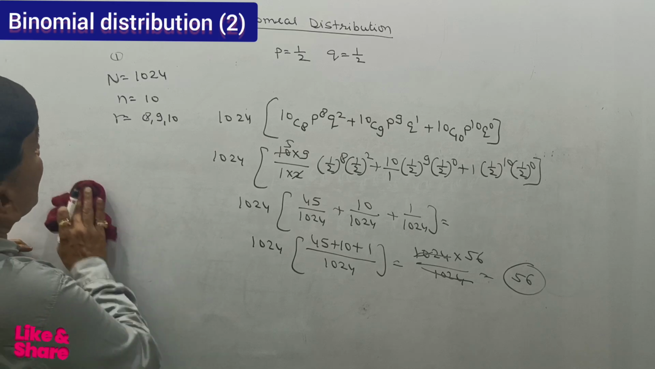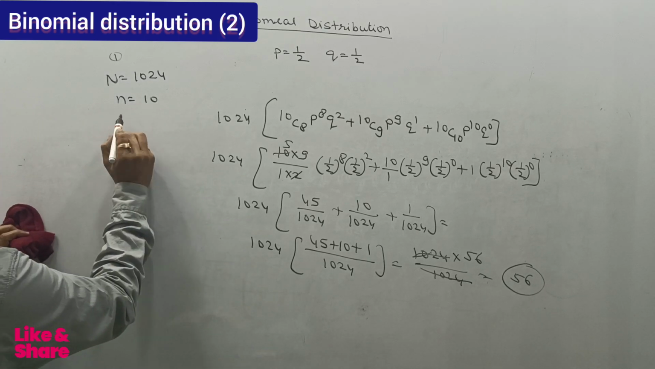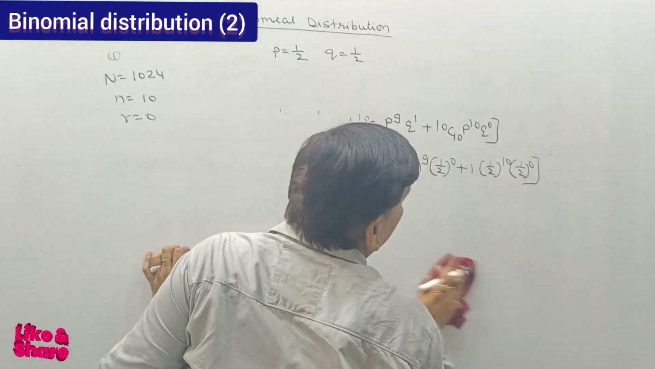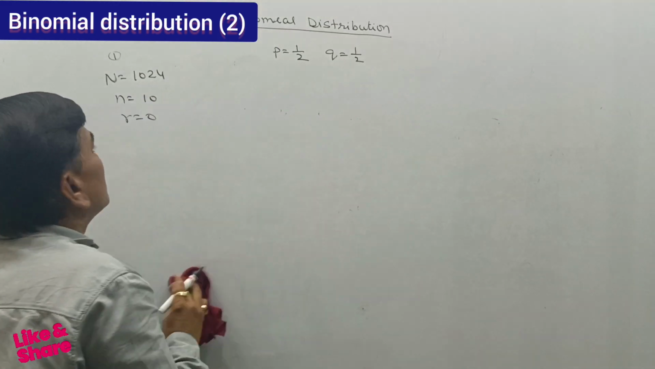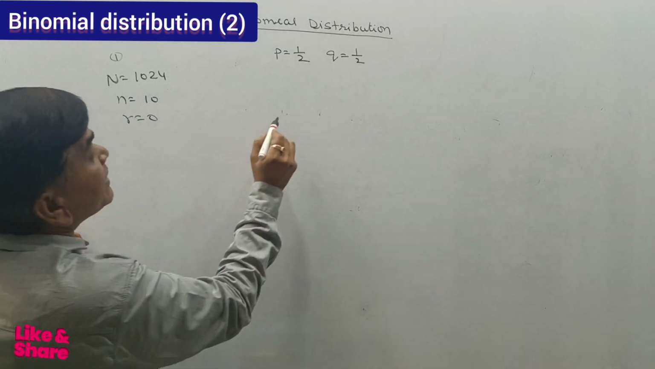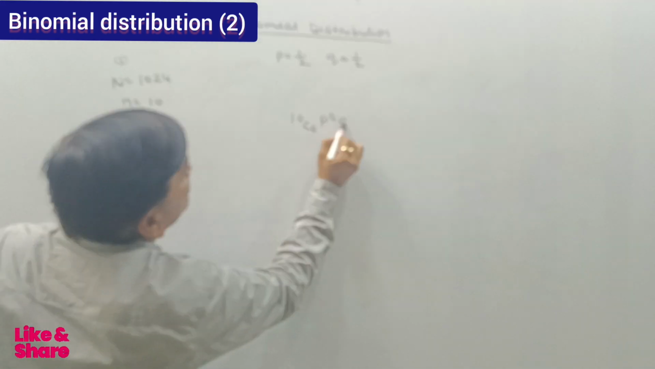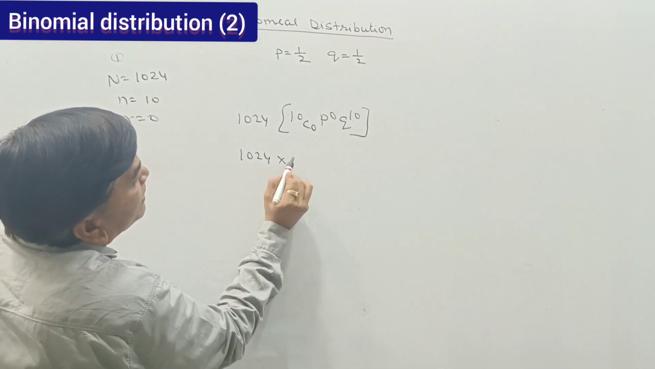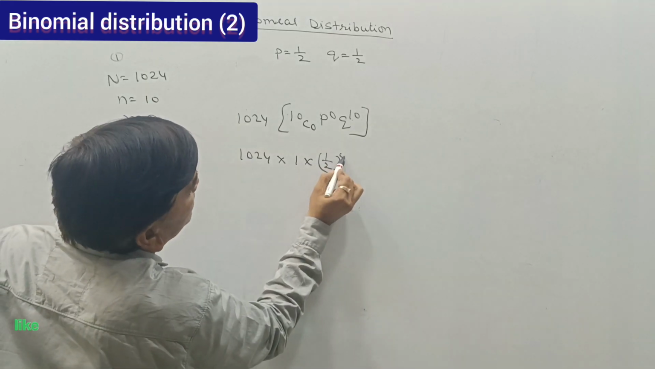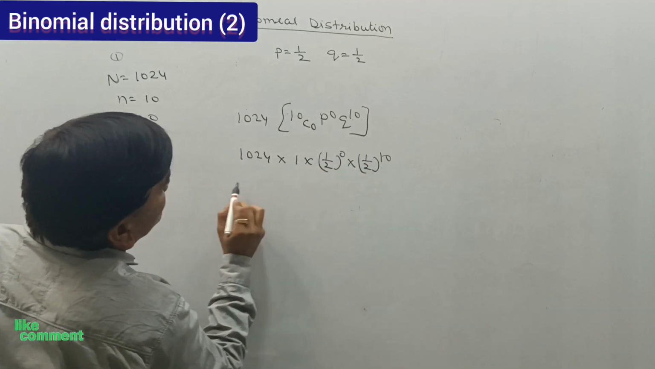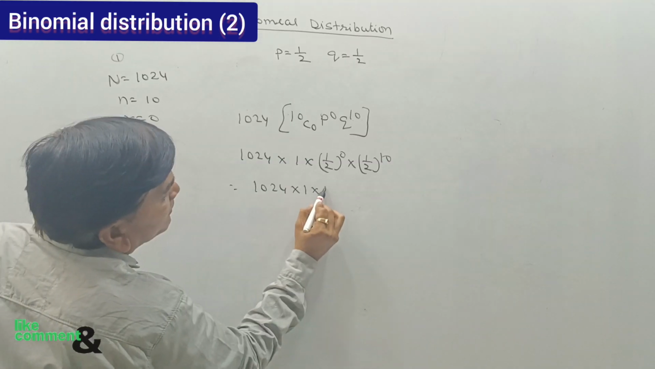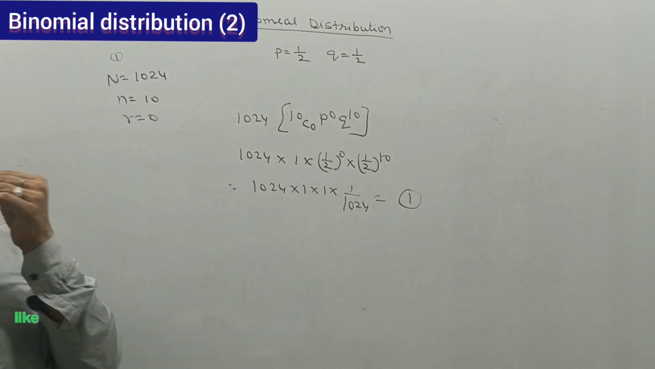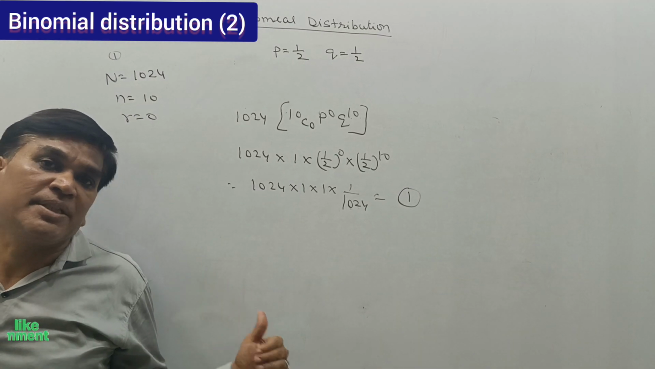Another question: how many reporters will say that no one is seeing this serial? How many reporters will report that no one is seeing this serial at all? So that is 10C0 P raised to power 0 Q raised to power 10, and this repetition is 1024. So 1024 multiply 1 by 2 raised to power 0, multiply 1 by 2 raised to power 10. So that is 1024 multiply 1 multiply 1 multiply 1 by 1024. So that is 1. Only one reporter will report that none of the persons are watching this serial in rural areas.